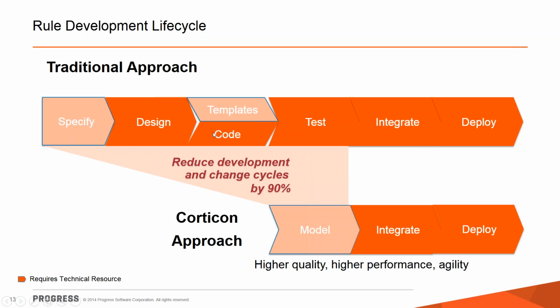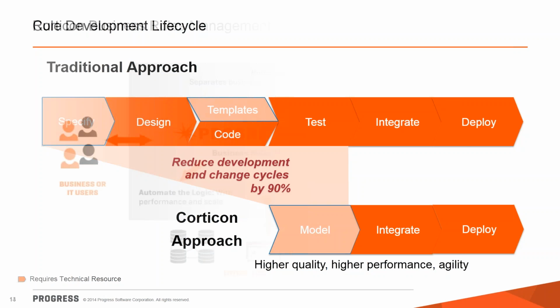The specifying, designing, coding, and testing, everything is combined into the modeling phase. It's a tool which specifically handles these things. The BRM system is capable of doing it, where it reduces the development cycle by almost 90%, and we can build high quality and highly agile business rules. This is our Corticon approach. This is what the rule development lifecycle looks like.